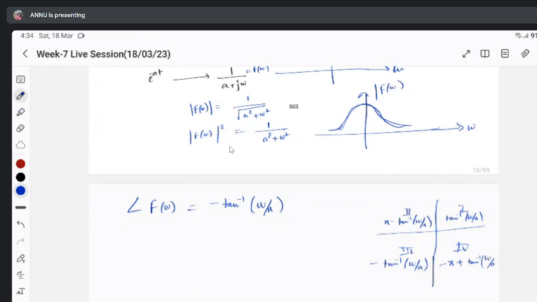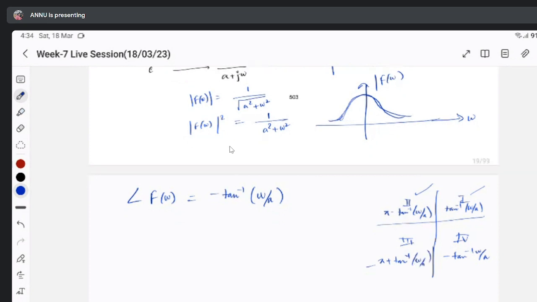I think the third and fourth quadrants are interchanged here. They will be complex conjugates of each other: first and fourth, second and third. Here it should be like this only. Second quadrant also, okay, ma'am. Third and fourth should be interchanged. Oh yeah, I forgot. It should be directly negative, and minus pi plus tan inverse omega by a. Yeah, nice. You had a good preparation.